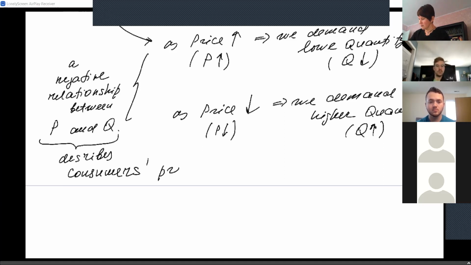A negative relationship between the price and quantity describes consumers' preferences. We can say the cheaper the better. The more expensive, we're not really interested in the good.